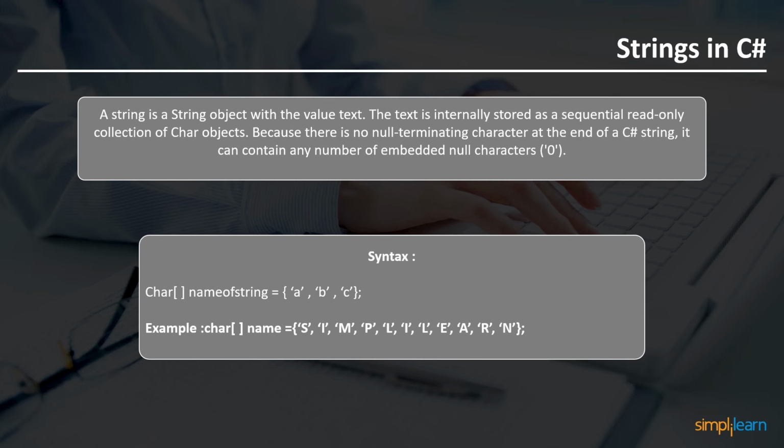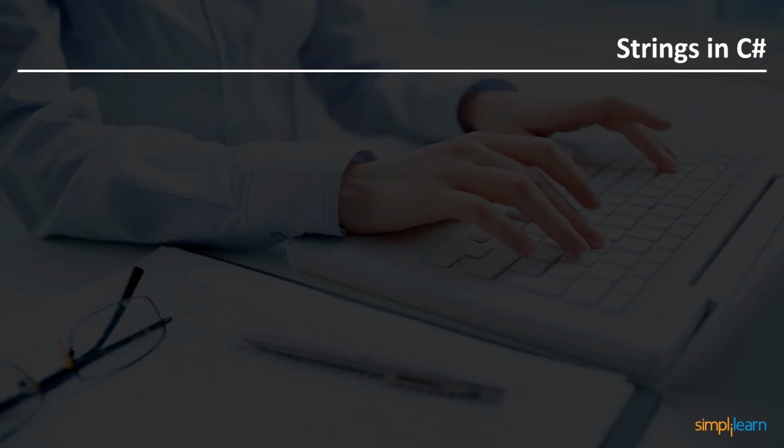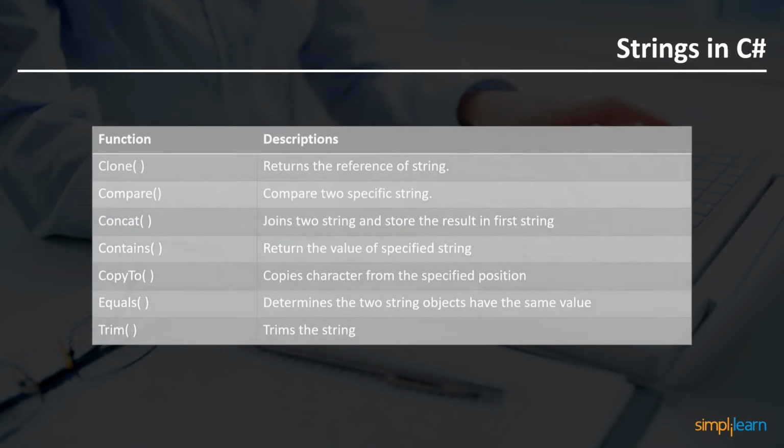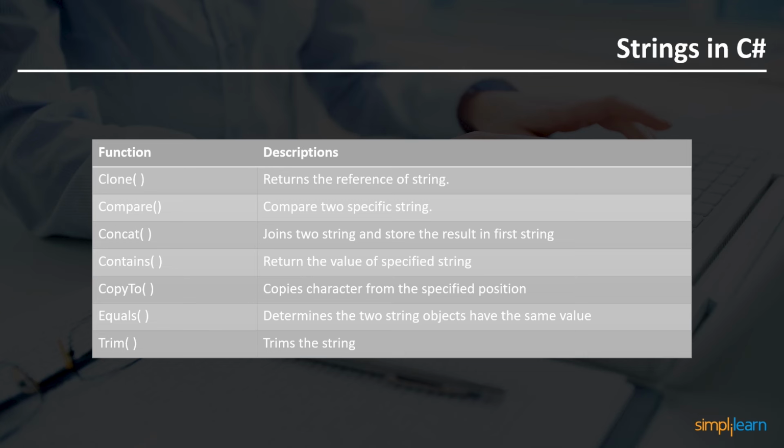An example of a string is Simplilearn. There are string functions listed below. First we have the clone function, which returns a string reference. Next we have a compare function that compares two specific strings. After that we have a concat function that joins two strings and stores the result in the first string. Following that we have contains, which returns the value of the specified string. After that we have a copy to, which copies the characters from the specified position. The following is the equals function that determines whether two string objects have the same value. Lastly, we have a trim function that trims the string.